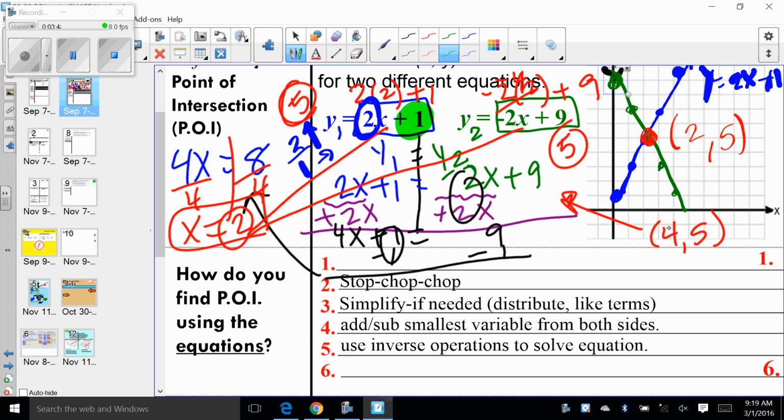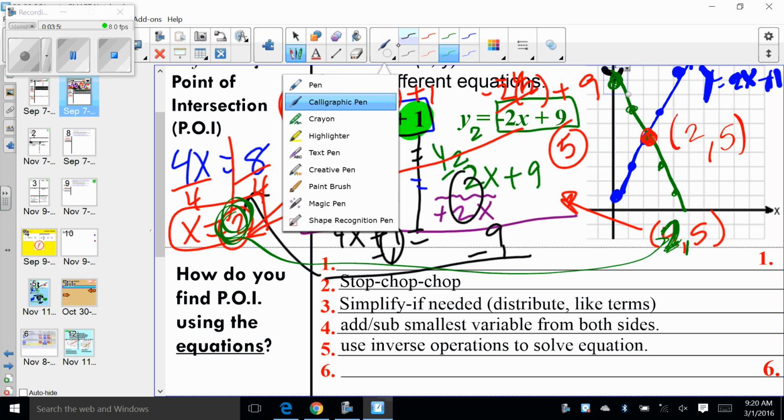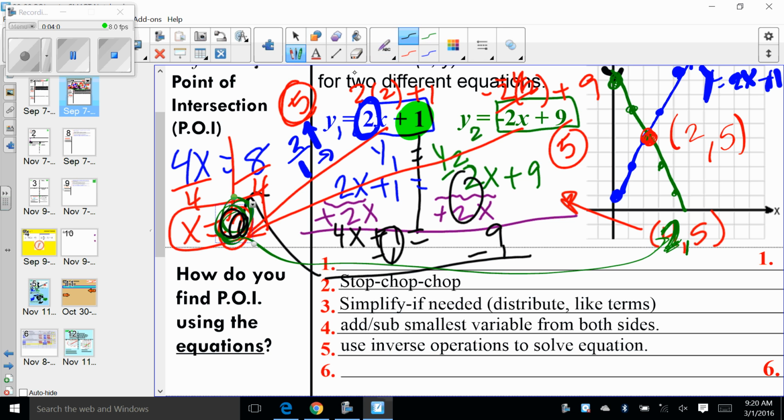I'm not really sure why I wrote 4 here. My fault. This should have been a 2, 5, because x was 2, not 4. My mistake on that. So in our equation work, we definitely had a 2, 5. We solved. We had an x of 2.